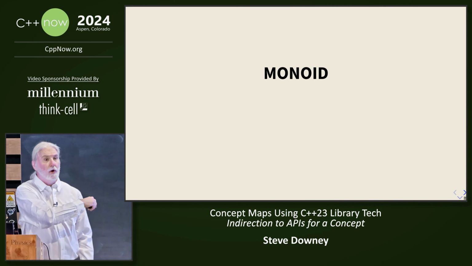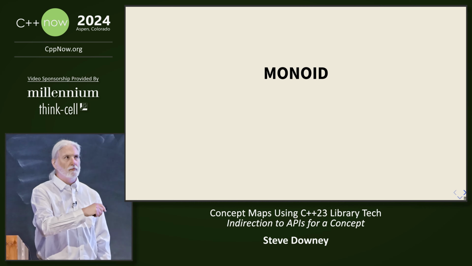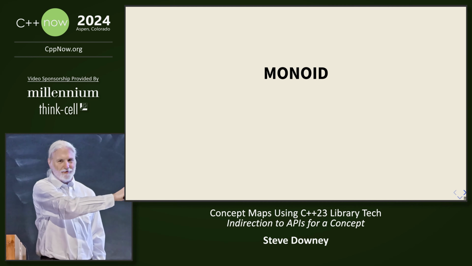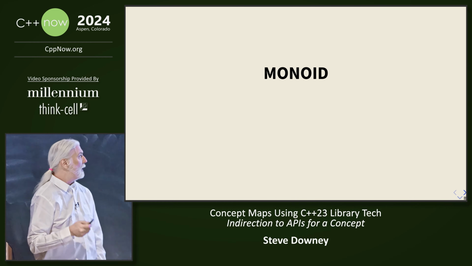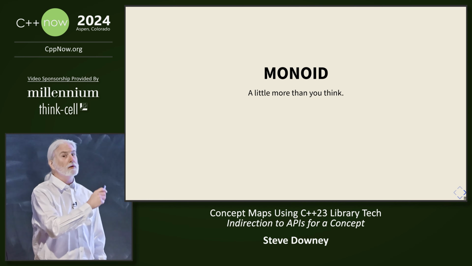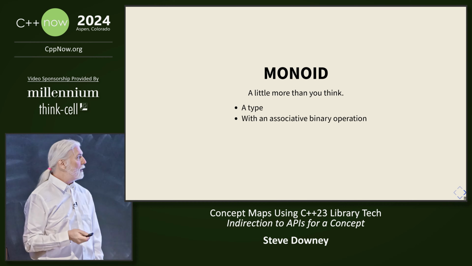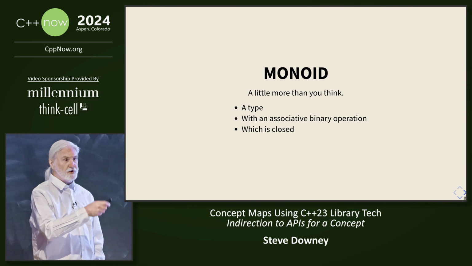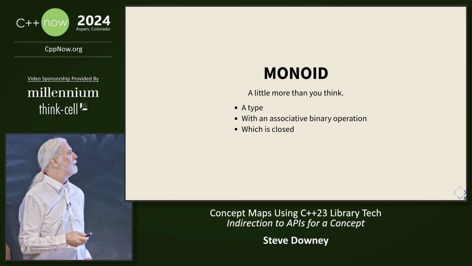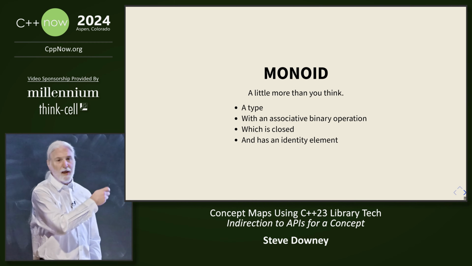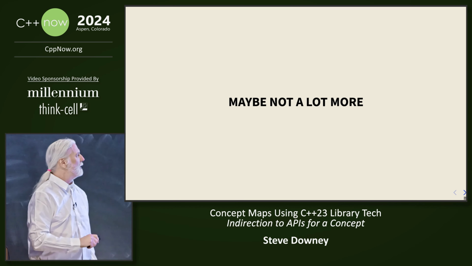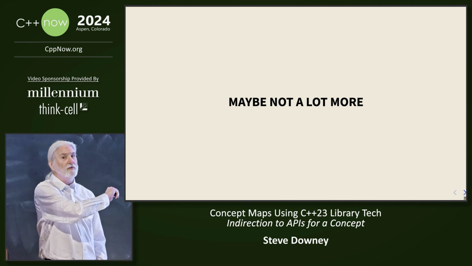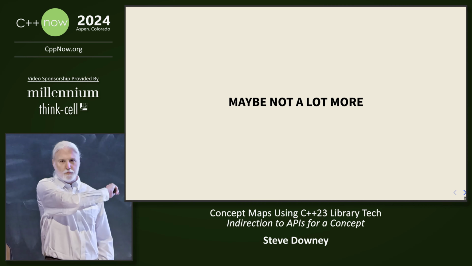I want to talk a bit about monoid, which is one of the concepts that I actually have real use for. It was kind of driving this, and if there's time at the end, I'll show some of the code where I'm really using some of the features of monoid. Monoid's a little bit more than you think. Monoid's a type with an associative binary operation, and that operation's closed. The op always gives you something that is in the type, and there's an identity element. This does turn out to be fairly rich in what it gives you for that small collection of things.